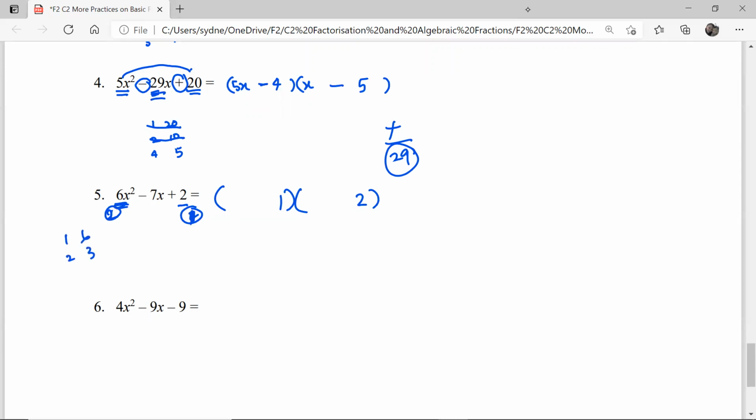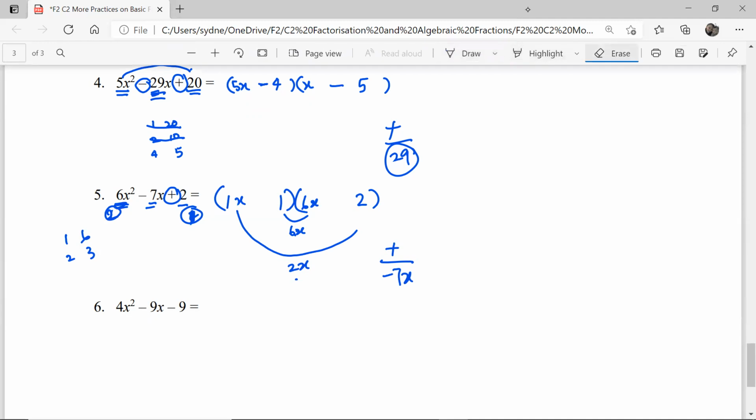Now I have to try with my 1, 6. So x and x. Let's put 1 here, 6 here. Okay, so I have inner pair 6x, outer pair is 2x. What am I supposed to do with this? Got to plus it. So when I plus, I must get negative 7x. Huh? So 6 and 2 is 8. It's not 7. So this is not the factor that we want.